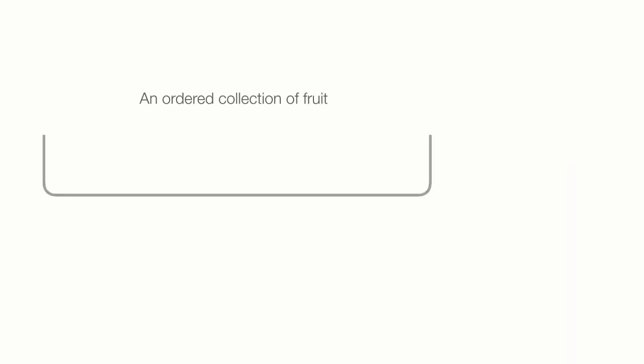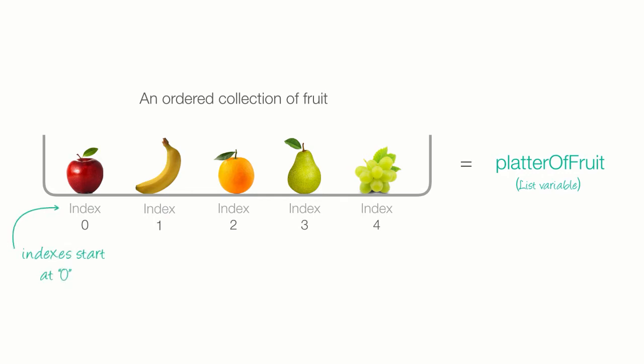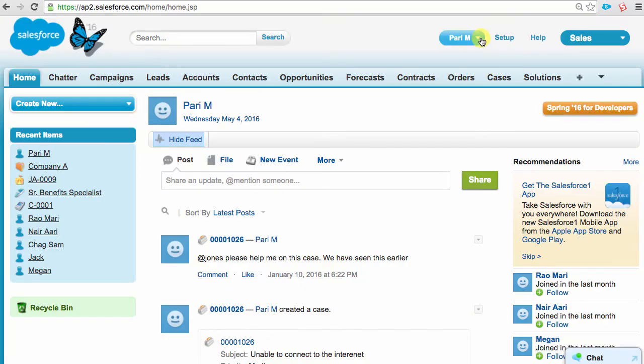Let's take our fruit and arrange them in an orderly fashion. If we superimpose our platter of fruit with the list variable, we see that we have one variable that represents the list as a whole, and we can reference each element in the list by its index, or its numeric address. You can see that the address, index as we call it, for the platter starts at 0. This is just one of those rules you have to remember. In Apex, like most other programming languages, we start counting our elements in our list from 0. The first element of the list index is 0, the second element's index is 1, the third element's index is 2, and so on.